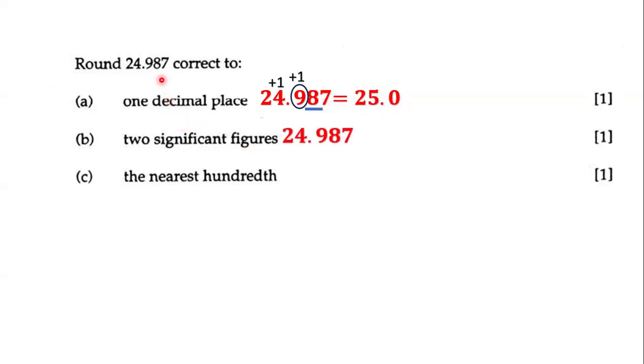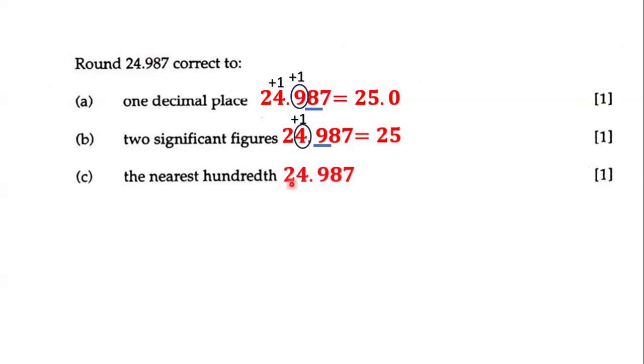Next, we have to round this number correct to 2 significant figures. And so 2 is the first significant figure, 4 is the second significant figure. And so we circle 4 because it's the second significant figure. Next, we underline 9. Now, once this number is 5 or greater, we add 1 or we round up. And so when we round up, we add 1 to 4. So this is 4 plus 1, and 4 plus 1 is 5. So it's going to be 25. So this number correct to 2 significant figures is definitely 25.